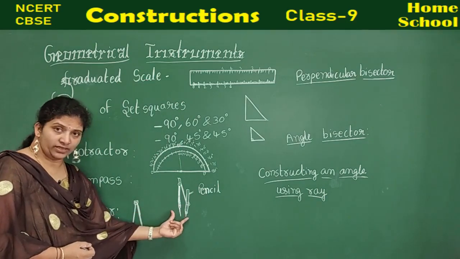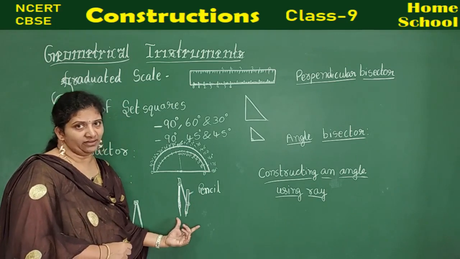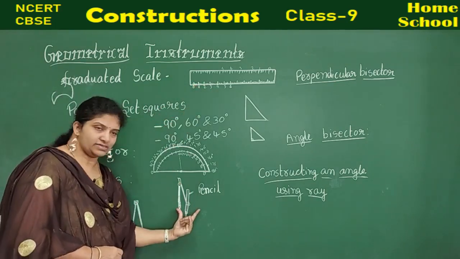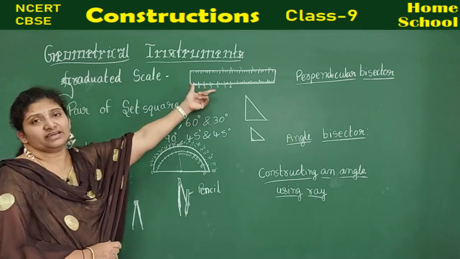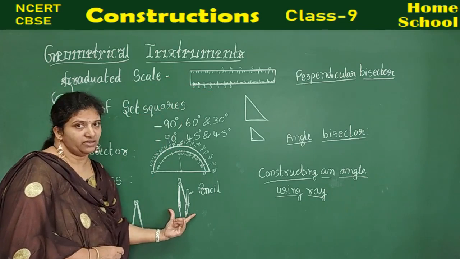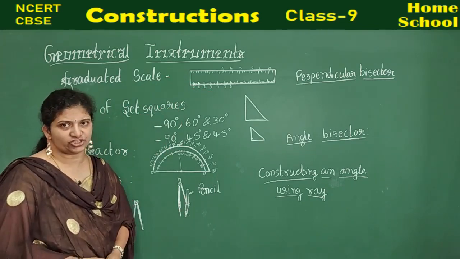You can see this one. To do any construction, the minimum things we need are this and this one. What are these? A graduated scale and also a compass. Sometimes we may use a protractor in some constructions.